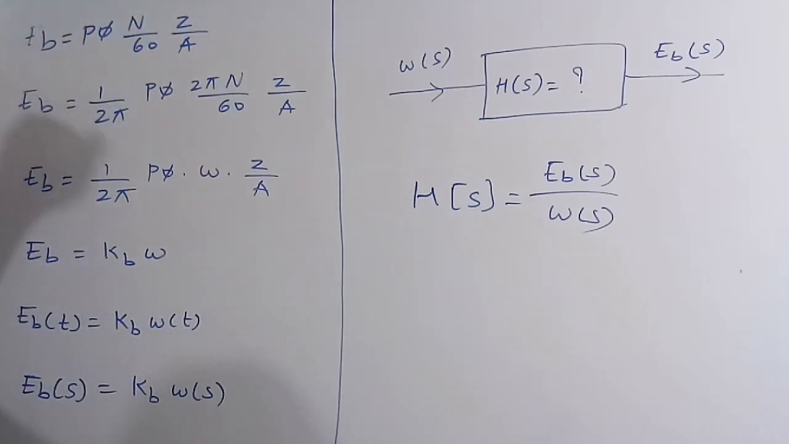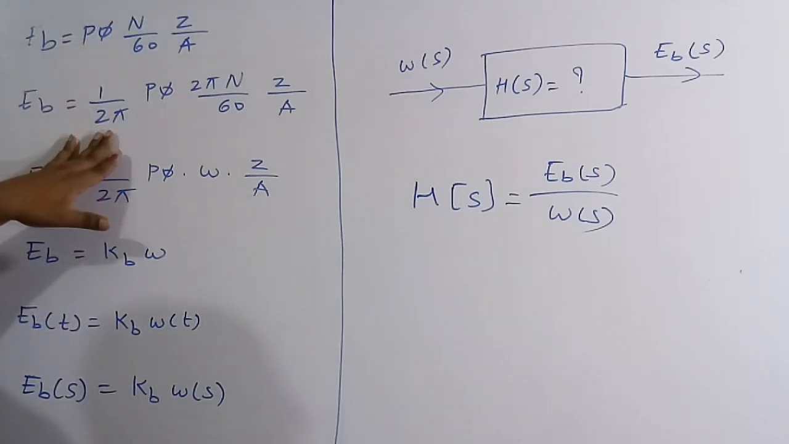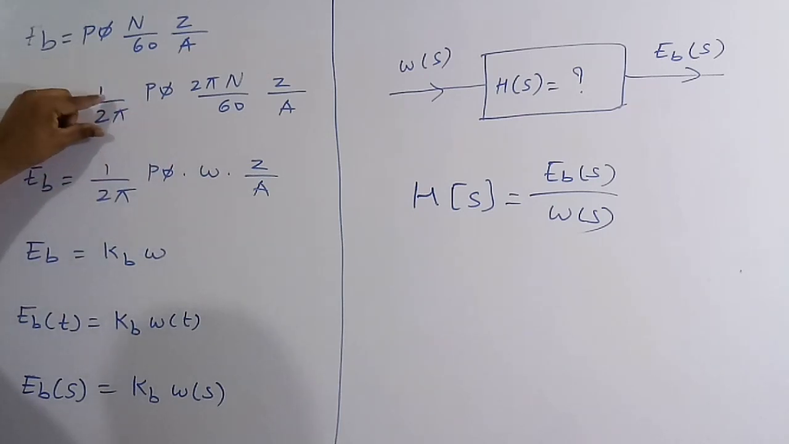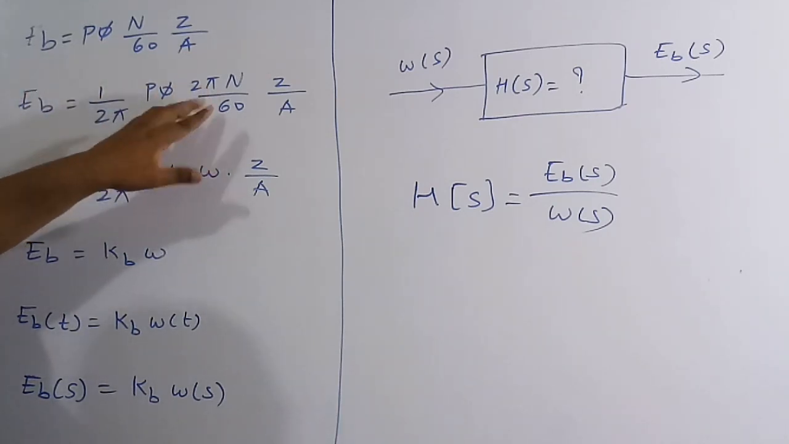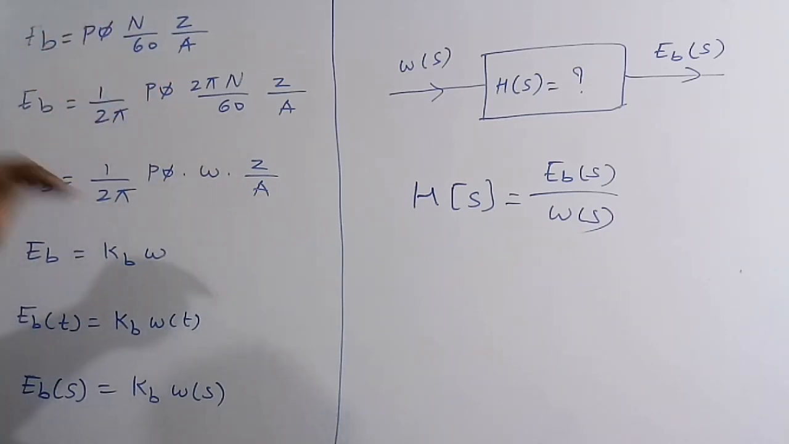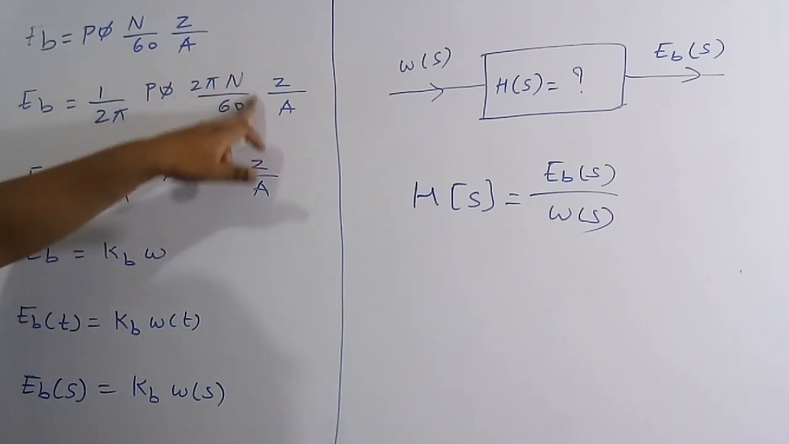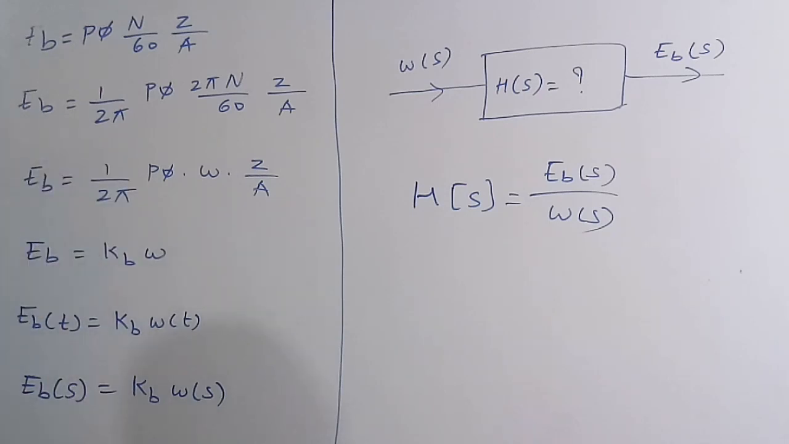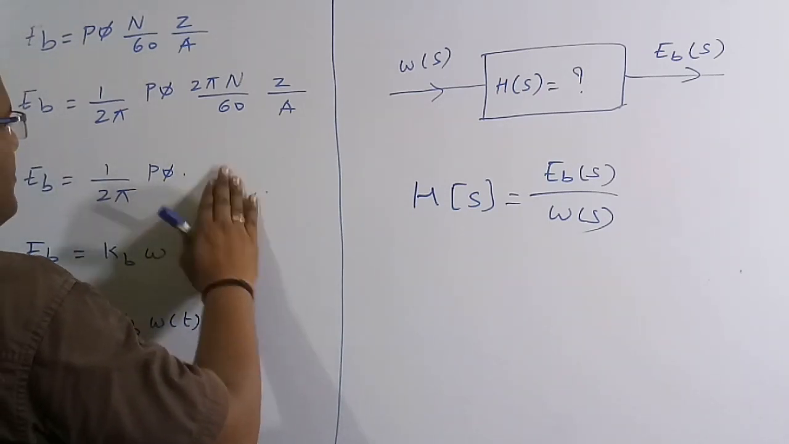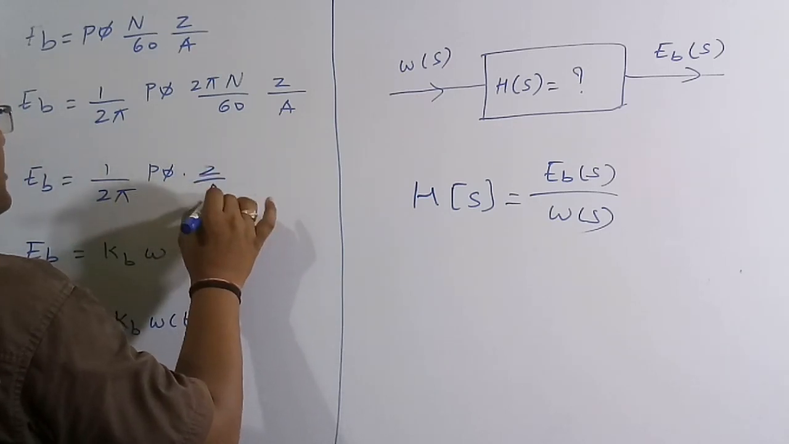So based on this, what I am going to do is divide by 2 pi and multiply by 2 pi, so therefore we get the same thing here. If you see carefully, this 2 pi N by 60 is the omega in radians per second. So I have replaced this with omega and remaining everything I have written the same. I am going to take omega outside. So therefore Z by A into omega.